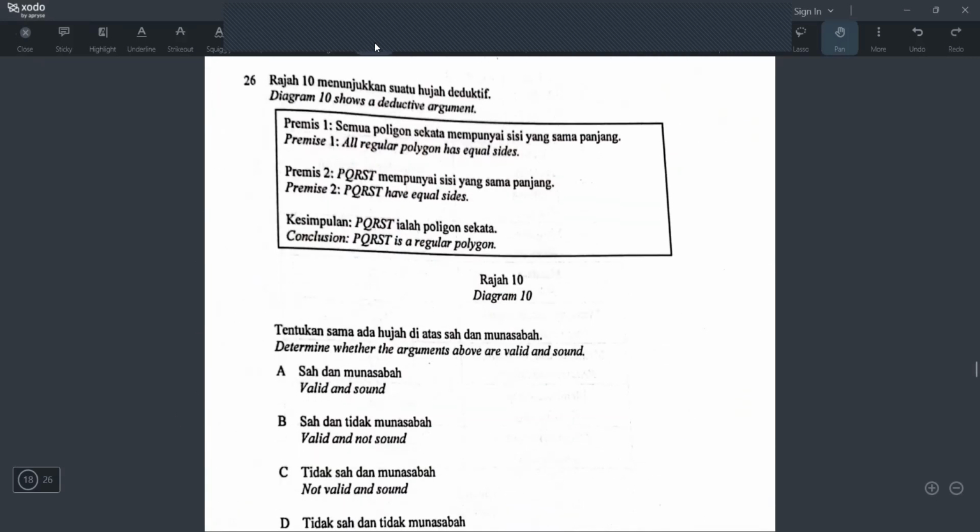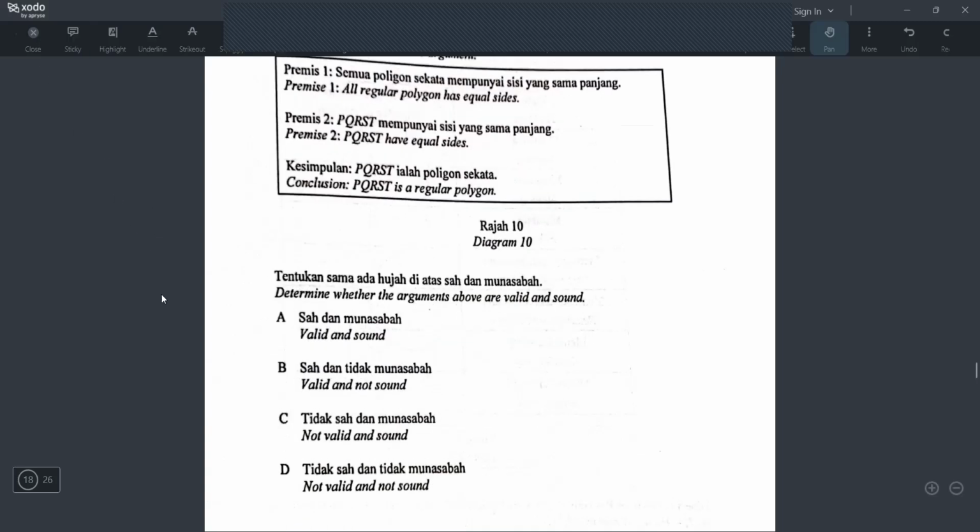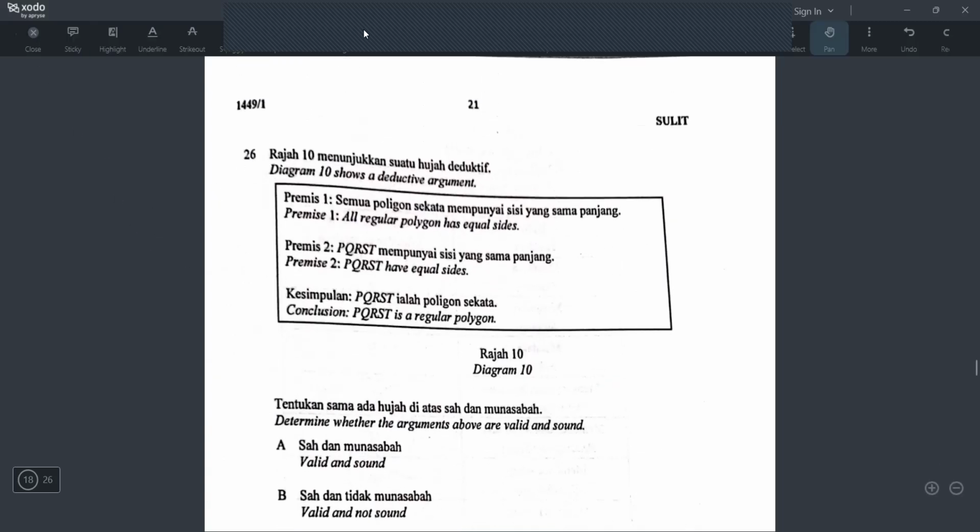Alright, 26. Diagram 10 shows a deductive argument. Premise 1, all regular polygons have equal sides. Premise 2, PQRST has equal sides. Conclusion, PQRST is a regular polygon. Determine whether the argument above is valid and sound. So A, B, C, D like that. Alright, so let's talk about how to know whether it's valid or not valid. If you want to know valid or not, we have to check the format.